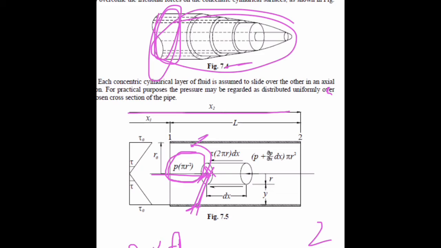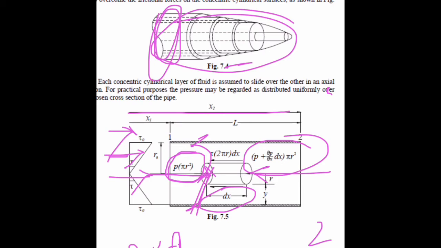So, as we know, a concentric cylinder of fluid is considered as a free body. Since laminar motion of fluid is steady, the momentum equation for the fluid says that the summation of all the three forces will be 0. So, if you add all the forces, it will come as P pi r square minus P plus del P by del x into dx, whole into pi r square, minus tau into 2 pi r into dx equal to 0.